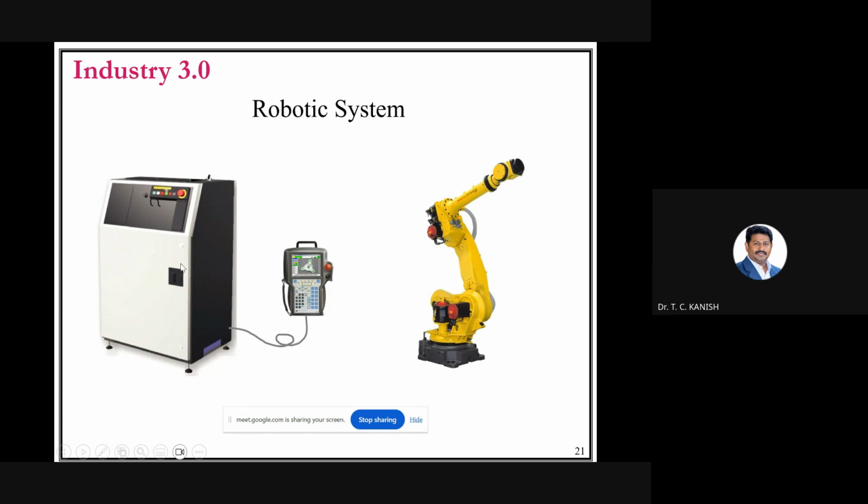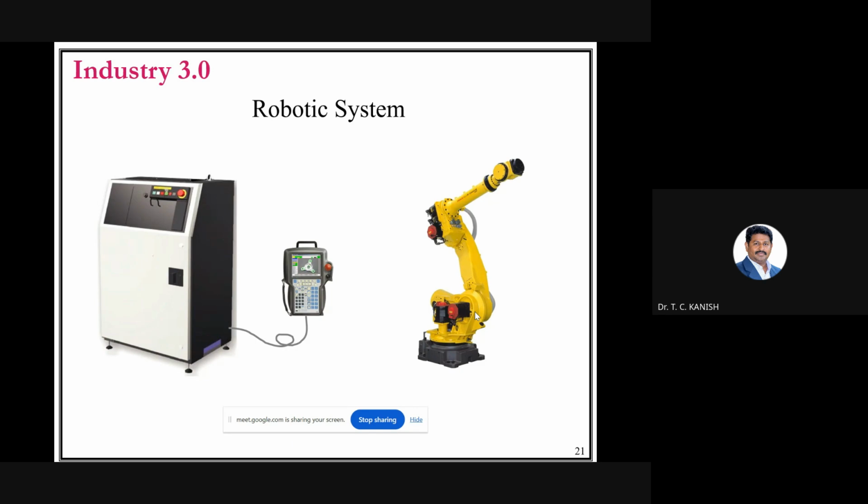On the left side of your screen, you can see the robotic controller, which is programmed by using a teach pendant. This facility is there in our lab. This is an M6iD robot with an RJ3iC controller. We have this facility here, and we are giving training to the students.